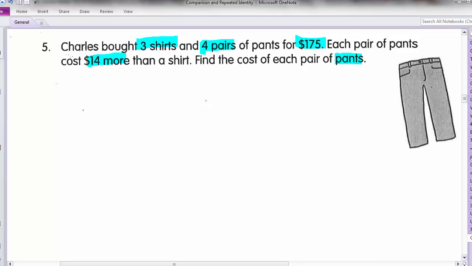So let's do 1. I have pants, $14 more than a shirt. So whatever my shirt is, my pants is the same but plus $14. So 1 unit here, 1 unit here, and here is 14. So I've got 1 shirt, 1 pants. Now let's multiply, let's duplicate. How many pants do I have? So I've got 4 pairs. So 1, 2, 3, 4. So I need to repeat my drawing 4 times.